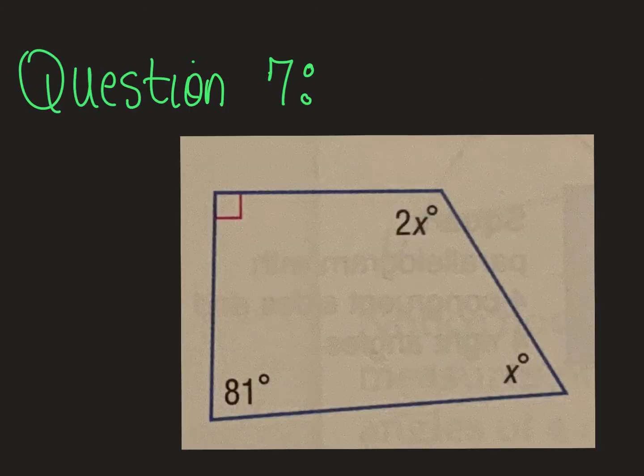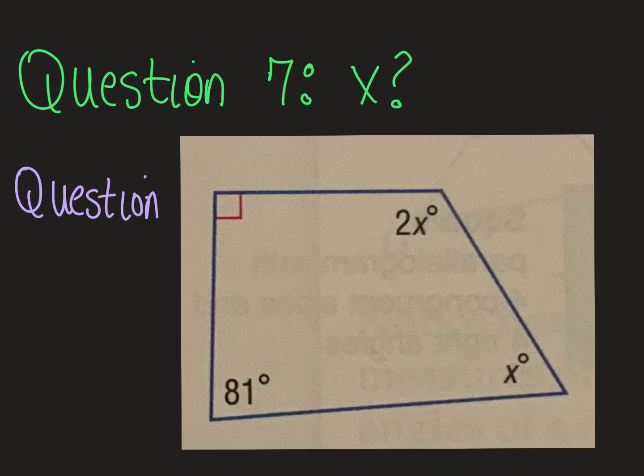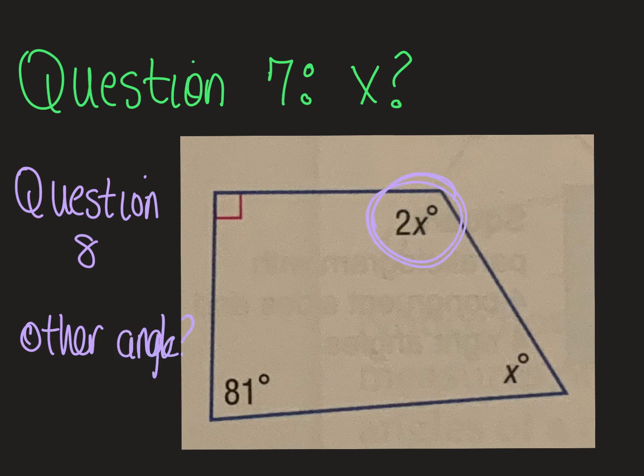All right, question 7. You should know what this number is. It has a box, and we're going to find x. When we find x, we know this corner. And so maybe what we should do is say, question 7, what is x? Question 8 is going to be, what is the other angle, the other corner? So this is question 8. Question 7 is green. Question 8 is purple.